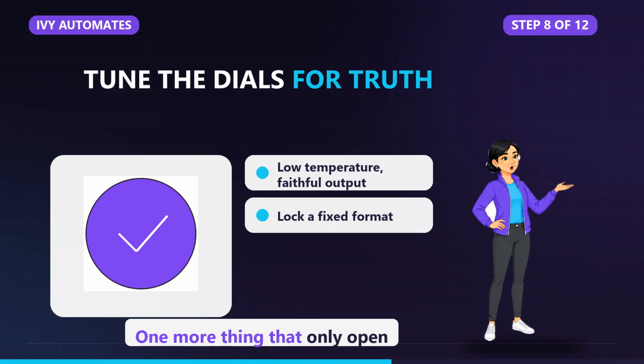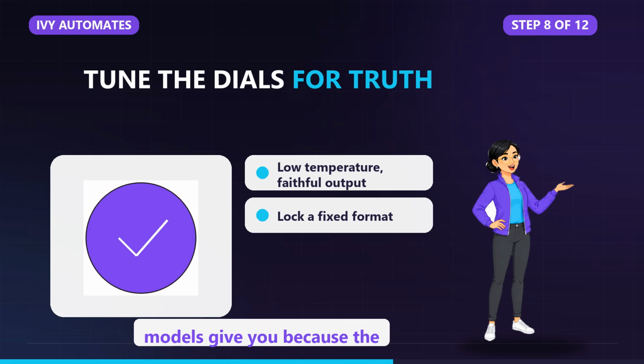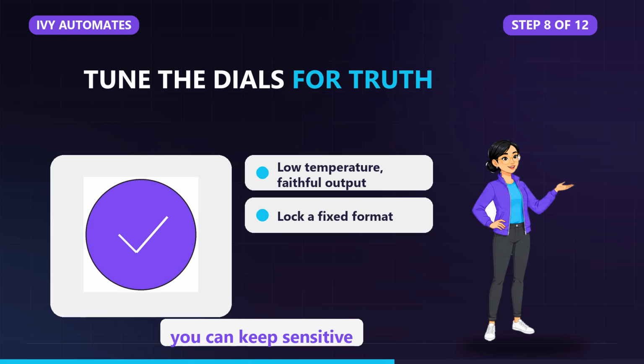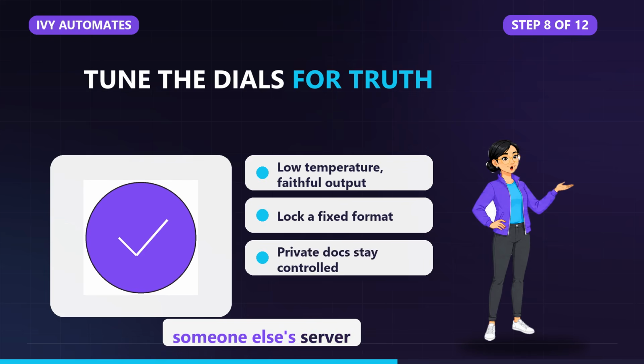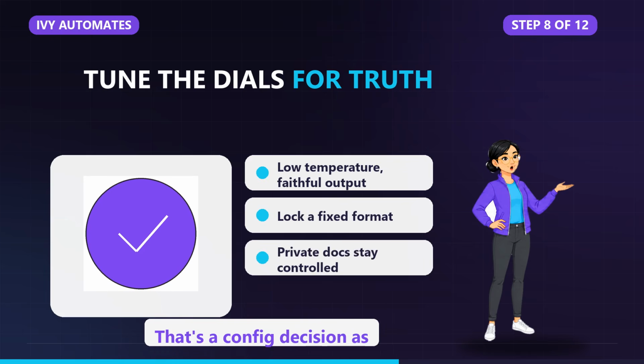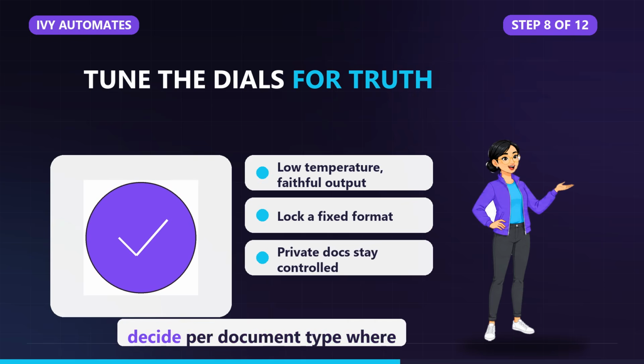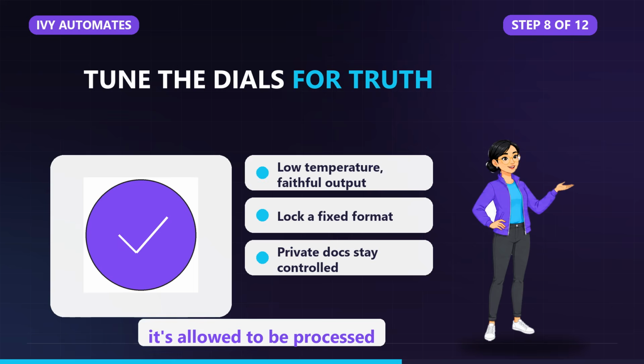One more thing that only open models give you: because the weights are yours to run, you can keep sensitive documents on infrastructure you control instead of shipping a private contract to someone else's server. That's a config decision as much as a technical one. Decide, per document type, where it's allowed to be processed.